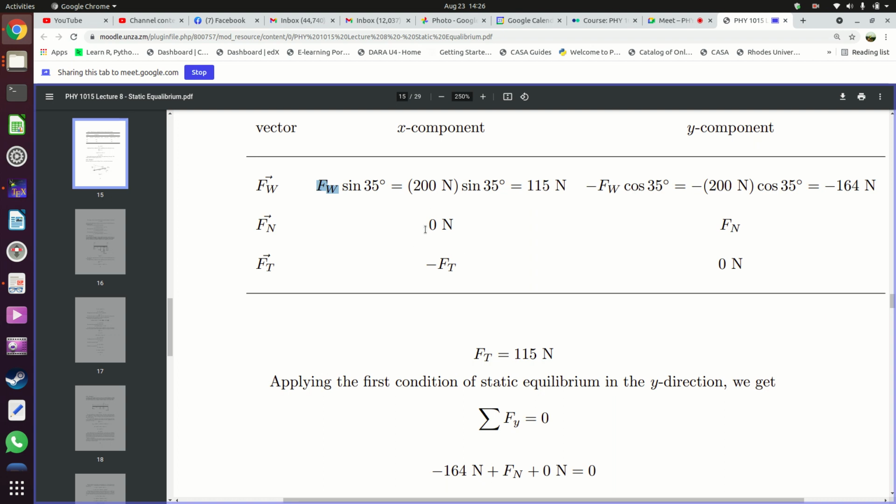So this side, somewhere there, write Fn cos 90 degrees, that's going to give you 0 newtons. Then this side, you write Fn sine 90 degrees, that's going to give you Fn.